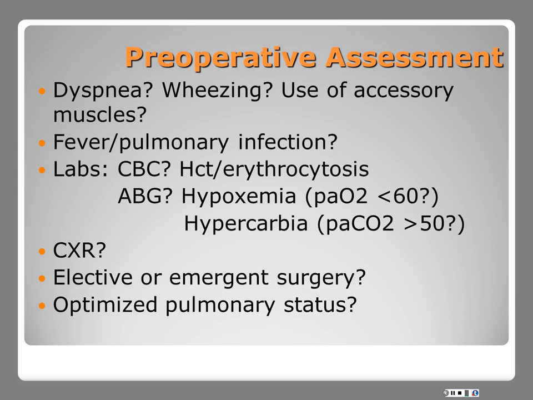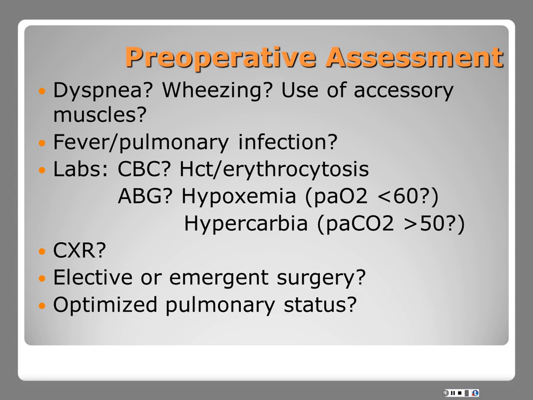And labs, possibly CBC would make sense, since you could estimate erythrocytosis and rises in hematocrit that way. And an ABG, you can always draw an ABG if you're not so certain how this patient is doing in the preoperative area too. Hypoxemia, defined in this patient population as a PaO2 under 60. Hypercarbia, if the PaCO2 is over 50, just be aware that this is severe COPD. Maybe a chest X-ray will be helpful if you have questions. We don't routinely get one, I don't think, but if you have concerns, it may be worthwhile getting one.